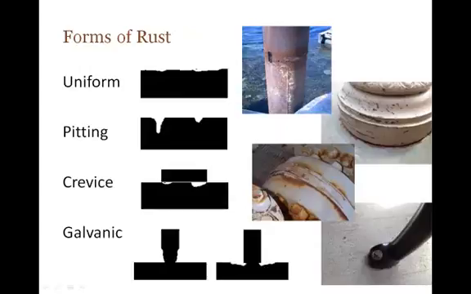There are 4 ways in which rust corrodes metal: uniform, pitting, crevice, and galvanic. Uniform rusting is a uniform reduction of the thickness of a metal surface, and it occurs naturally with only water and oxygen exposure. Pitting is a localized corrosion in which the bulk of the metal surface remains unattacked.